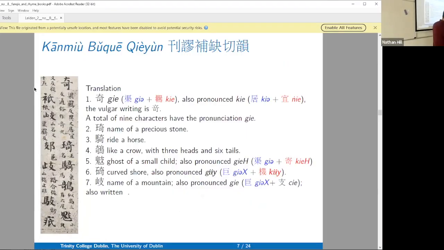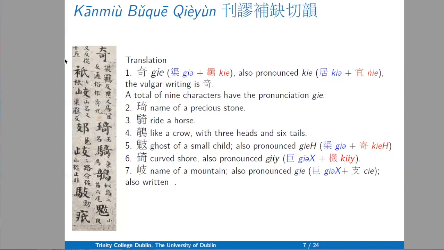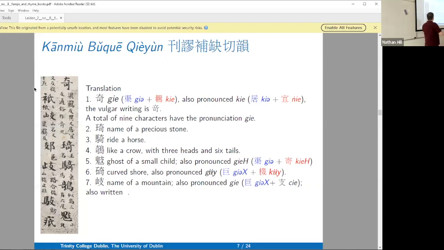Here's a translation of it. This is the head word of the homophone group, so it means all of these characters are pronounced ye. Then it gives the fanqie for that ye. And it says, this is a note, also pronounced ye, and there's the fanqie for the ye in the vulgar writing. A total of 9 characters have pronunciation ye. Now, it is not saying that all 9 have those 2 pronunciations. This is a comment that only pertains to the head word. So the head word both functions as the head word and as an entry. That's just one thing to pay attention to.